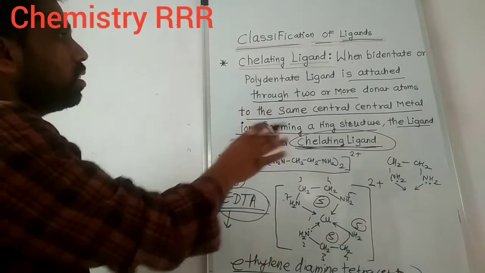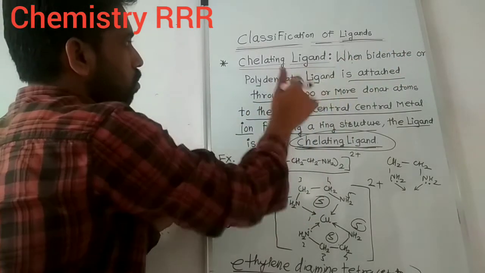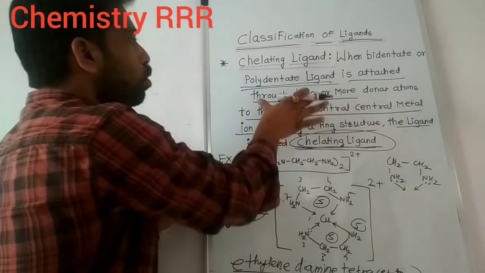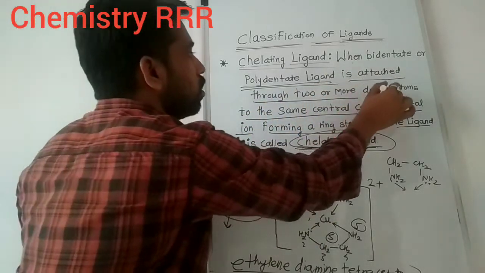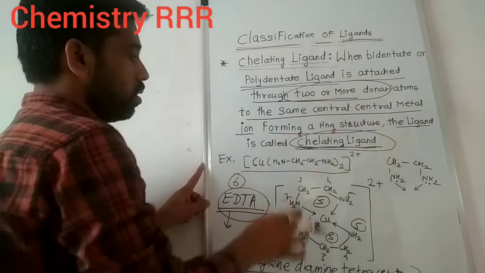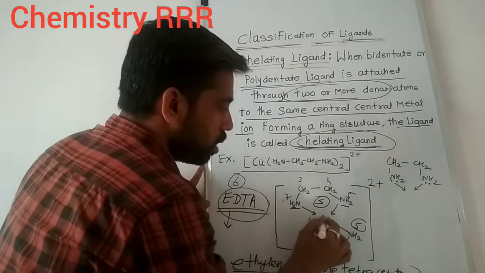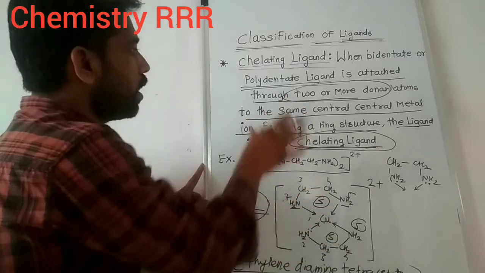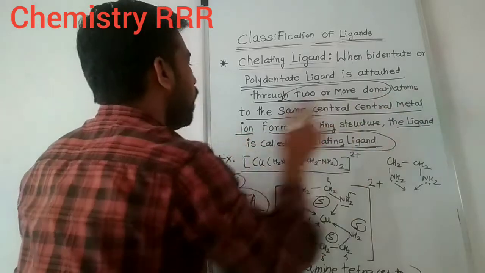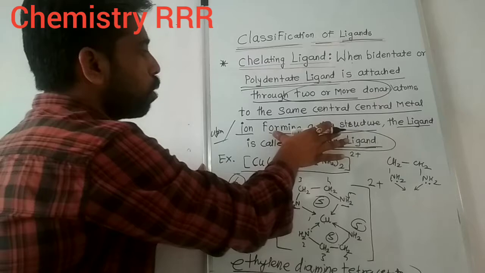Now what is the definition? When a bidentate or polydentate ligand is attached through two or more donor atoms, this is very important, two or more donor atoms to the same central metal atom or ion, forming a ring structure.